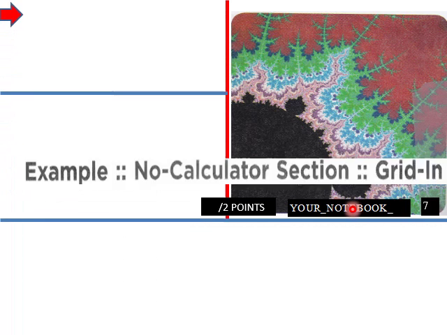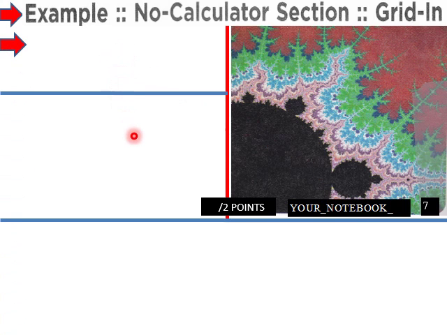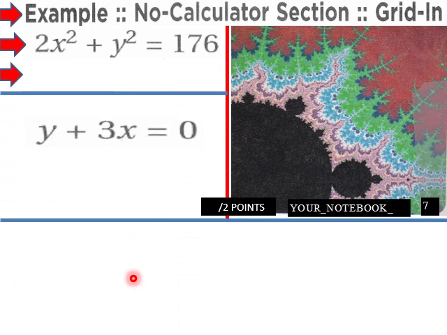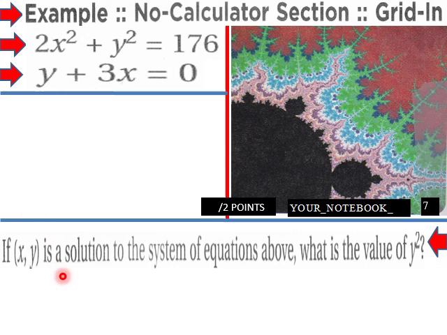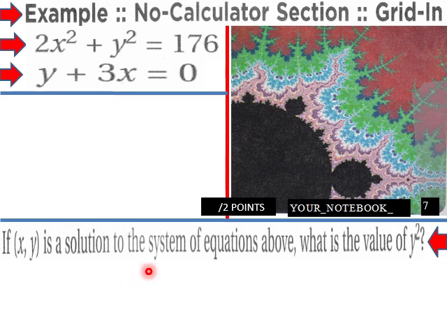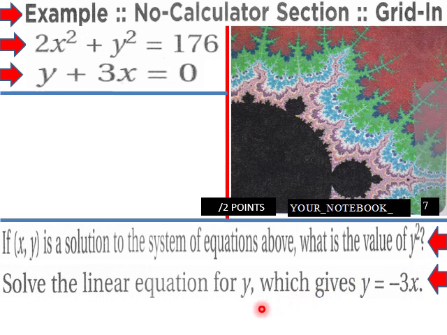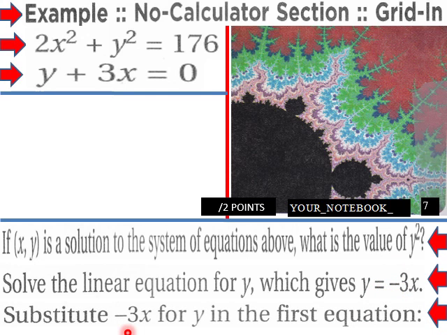Page 7 in your notebook. Example, no calc section, a grid-in problem here. We have these two equations. If xy is a solution to the system of equations above, what is the value of y squared? Solve the linear equation for y, which gives y equals negative 3x. Substitute negative 3x for y in the first equation up here.